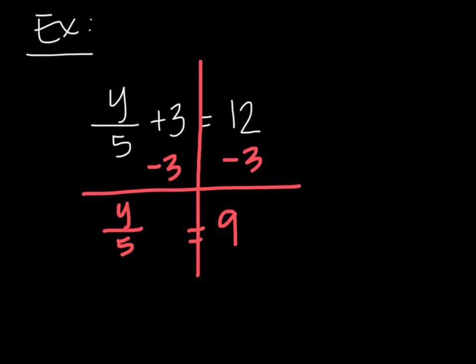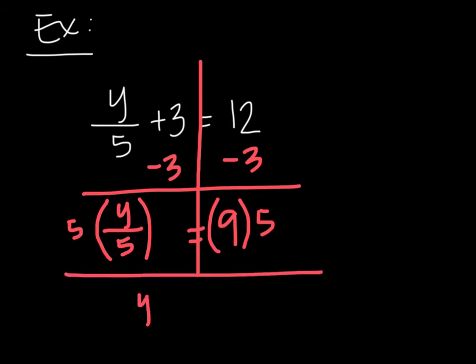Now, to solve for y, it is currently being divided by 5. The opposite operation would be multiplying, so I'll multiply both sides by 5. When I do this, I will figure out that y is equal to 45.